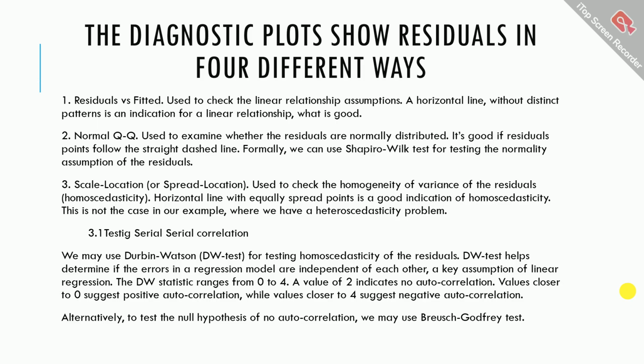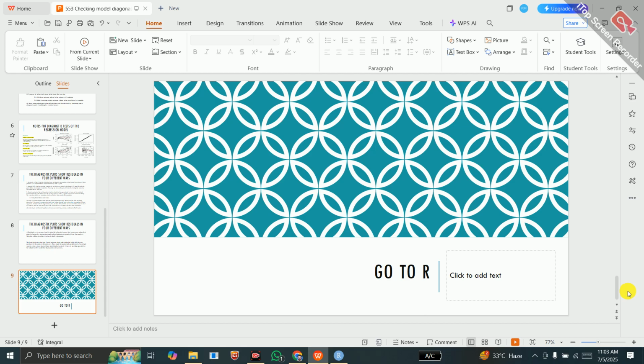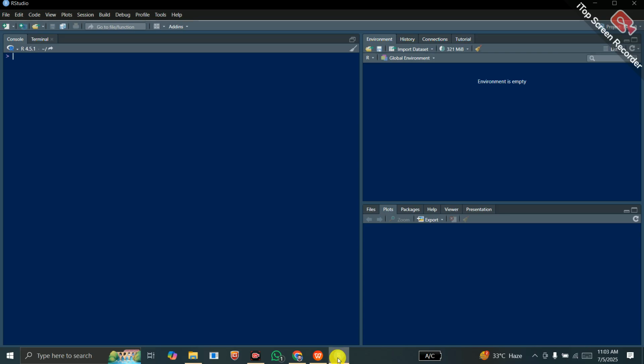I would recommend you to read these notes so that in your own data, in your own regression model, you can produce the various scatter plots of your regression model. So I assume that you have read these notes. So let me go to R.